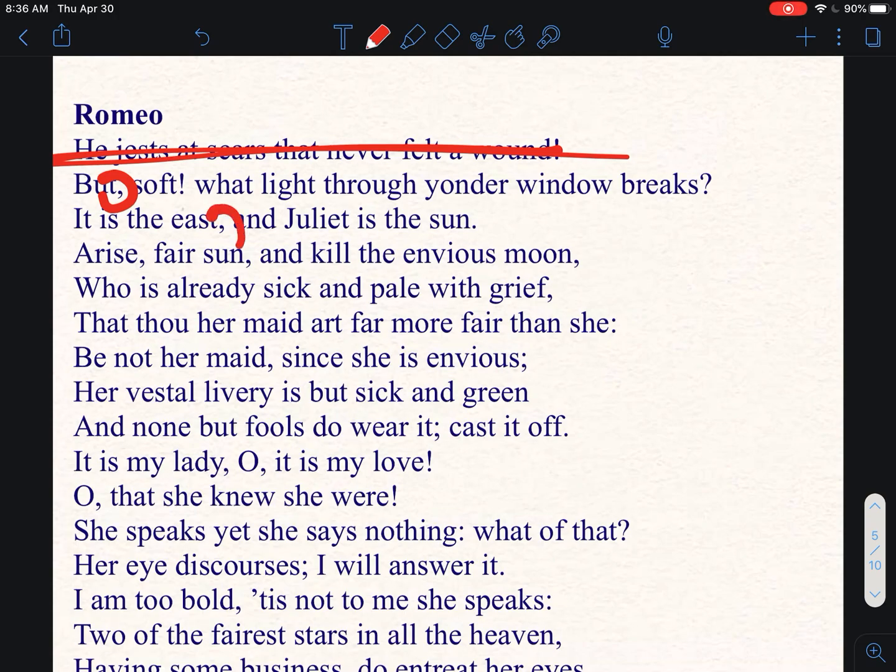So replacing that. It is the East. You see? He's saying, you see, I'm making a metaphor here. And Juliet is the sun. And what's more important to him? The East, which is the window where the light breaks through, or is Juliet more important? Well, we know that Juliet's more important because she comes at the end of the sentence. Juliet is the sun.